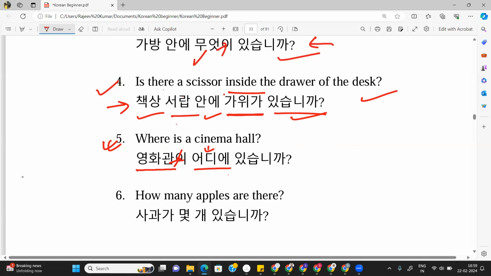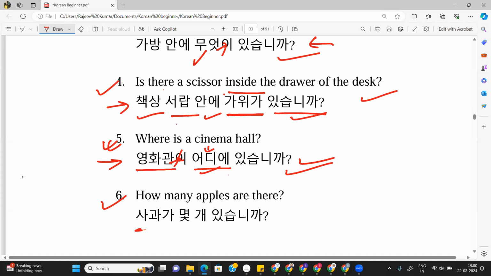Consonant. Oda. Yes. Oda Isamnika. Very good. Yonghua Guani, Odi, Odina. Oda Isamnika. Good. Sixth sentence. How many apples are there?